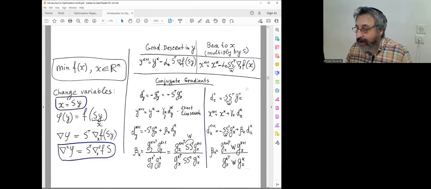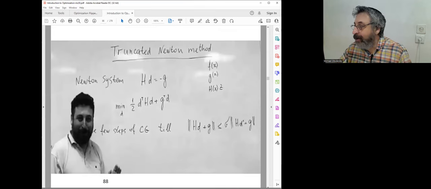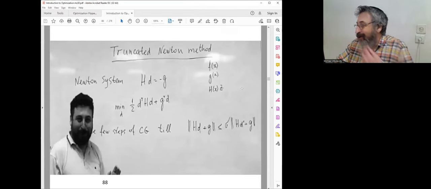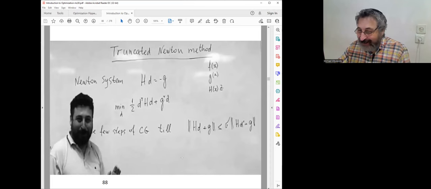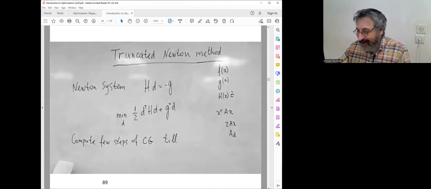We start with the truncated Newton method. Okay, so you already described it. I will just remind you in a few words. So the main idea. Which slide is better? Maybe this one. Where is my pointer? Here. So we want to minimize the function f of x.